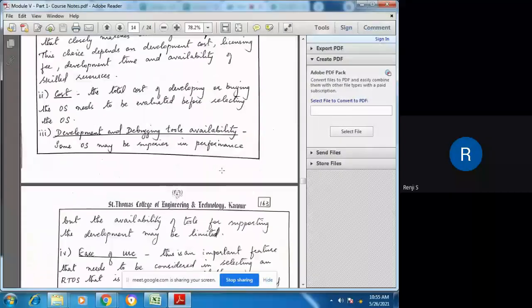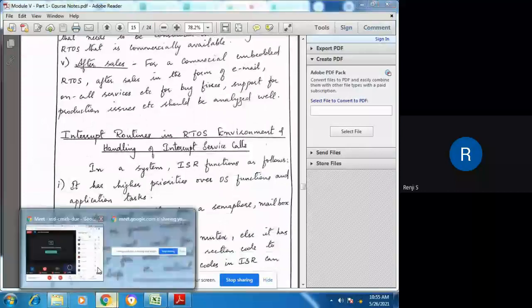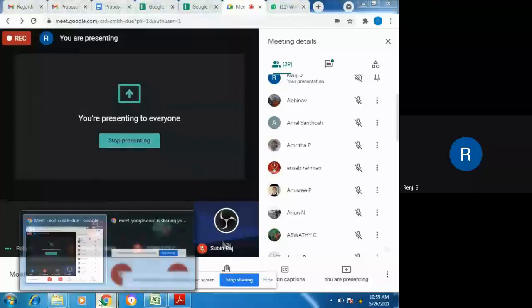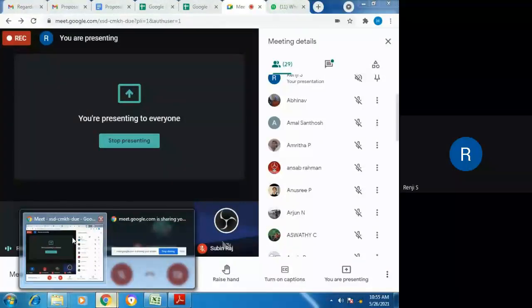So we have discussed the functional and non-functional requirements while choosing an RTOS. This is a 4-mark question. Just remember that it's a 4-mark question and an important question in this module: how to choose an RTOS. It is also mentioned in the syllabus under the same heading, how to choose an RTOS.